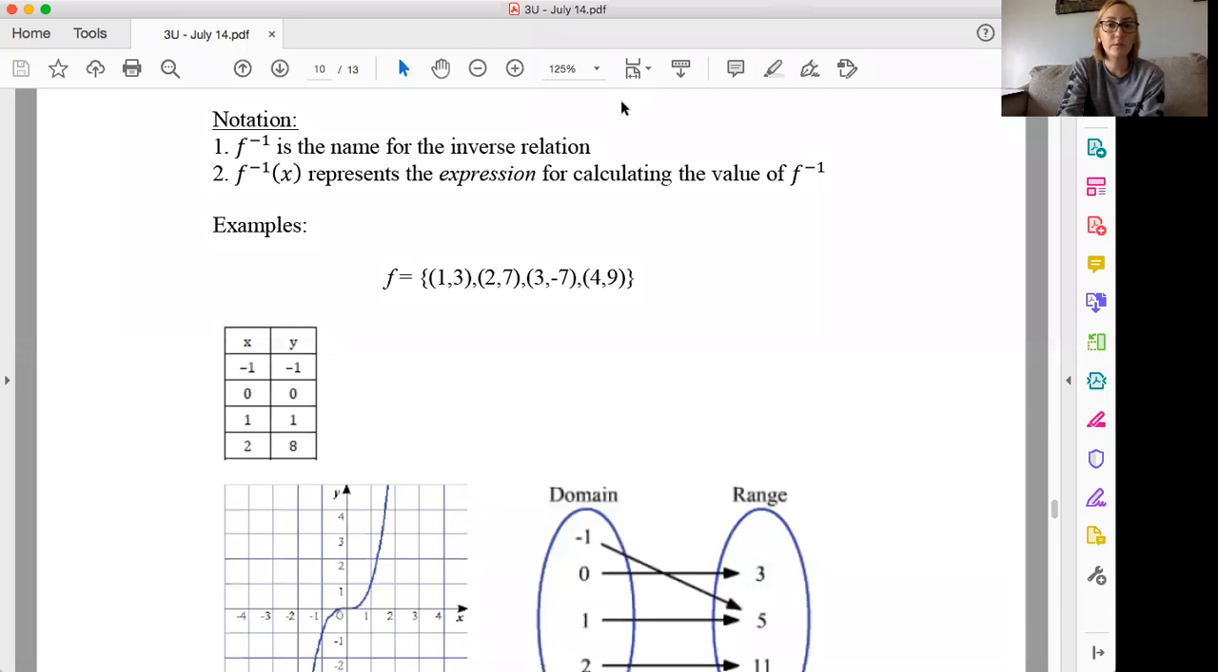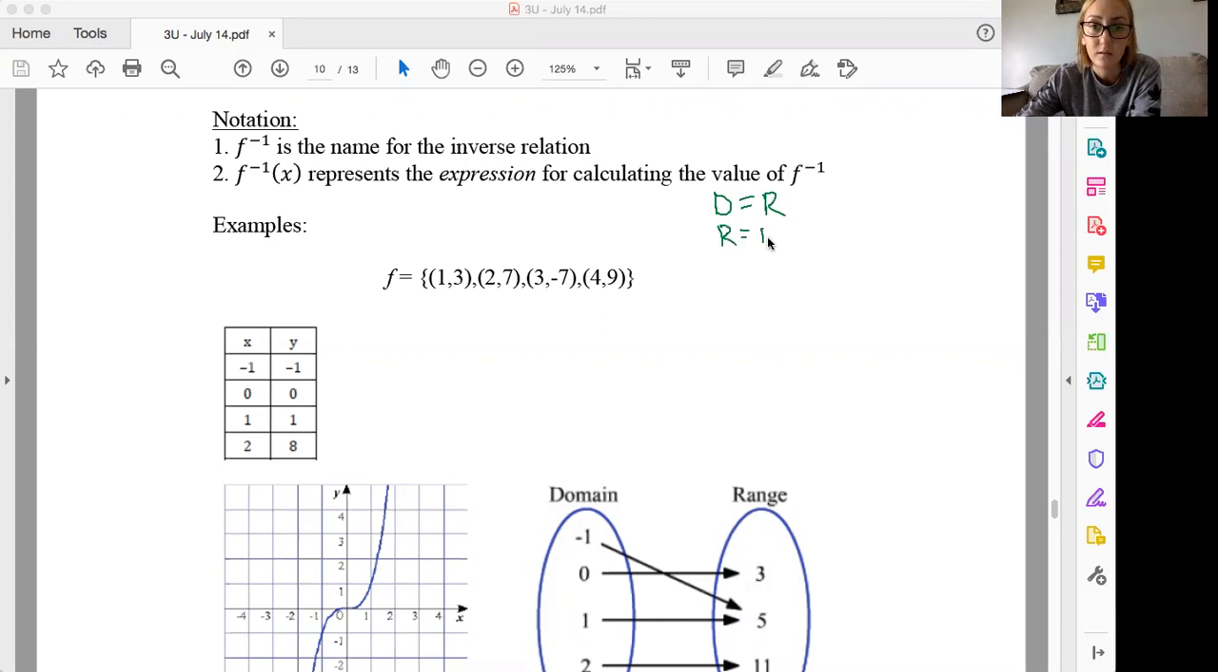So essentially what you're doing is, I'm going to write that down: your domain becomes your range and your range becomes your domain. If we're looking at this example here, f^-1, the inverse function of the following points, would be 3, 1. So they switch. This one would become 7, 2. So again, your x and your y switch. -7, 3. And then 9, 4.